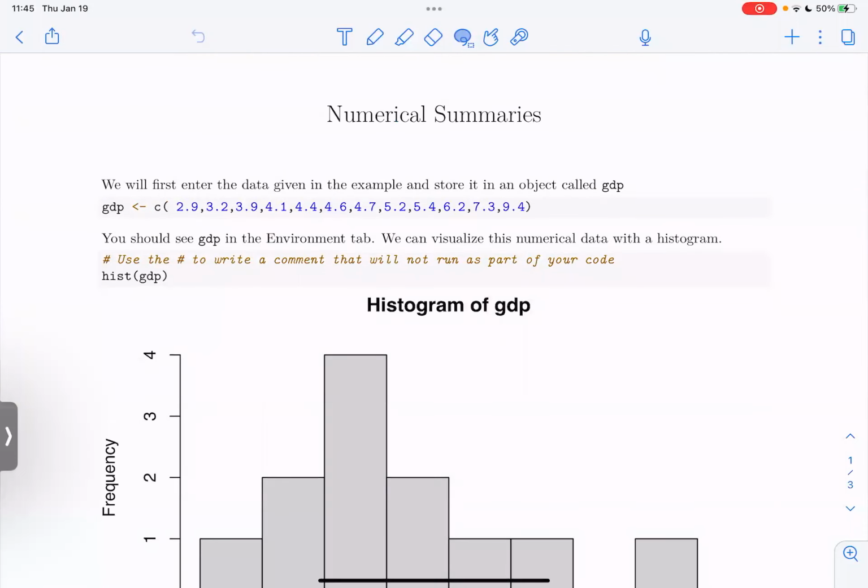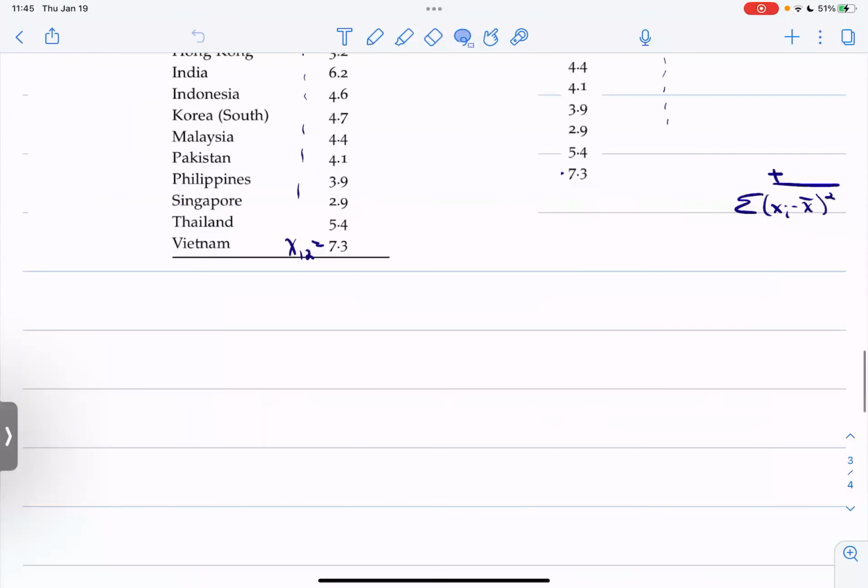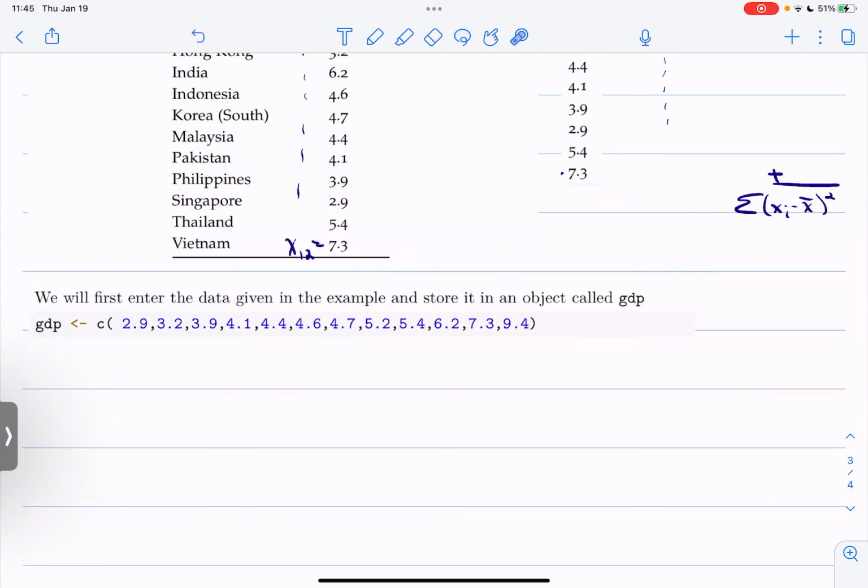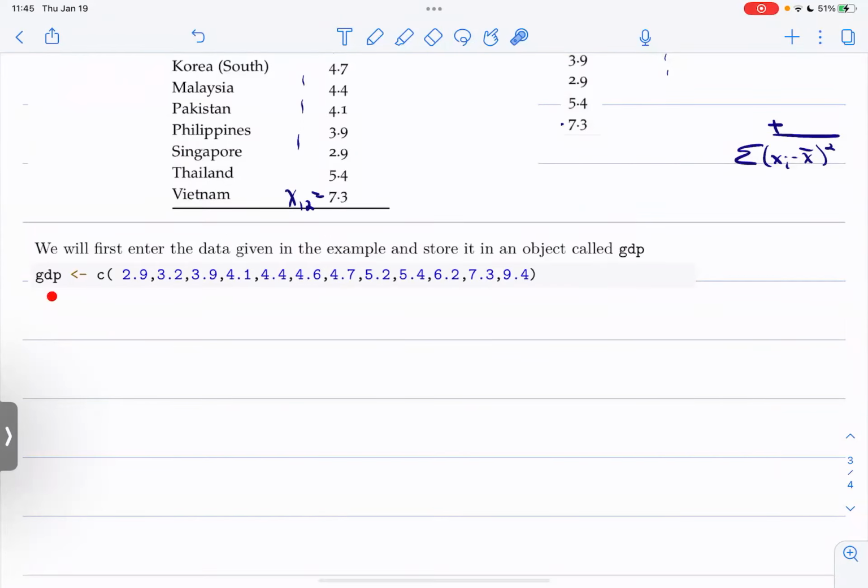So what you can do in R, if you wanted to try these things in R, and that's why I posted these numerical summaries, you can make an object called GDP, and then you use this arrow. You can use an equal sign. If you're old school like me, I started with equal signs, and then all of a sudden, the R community was like, you shouldn't use equal signs, you should use the arrow, because there's one obscure situation where it would mess things up.